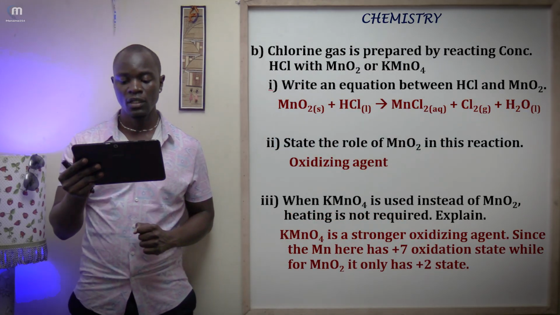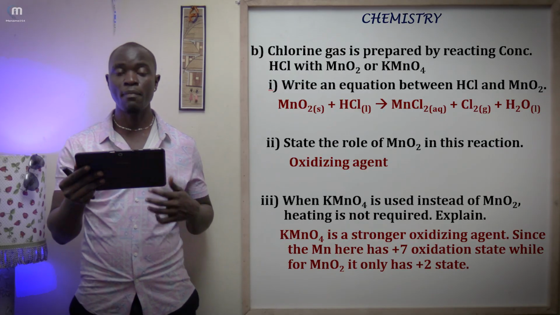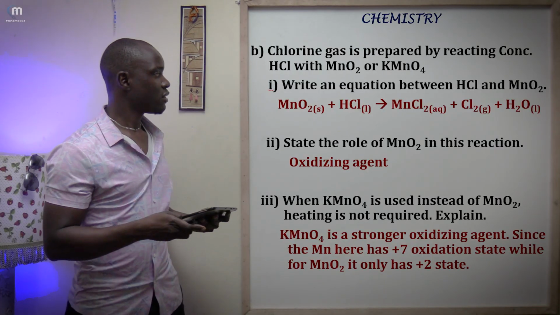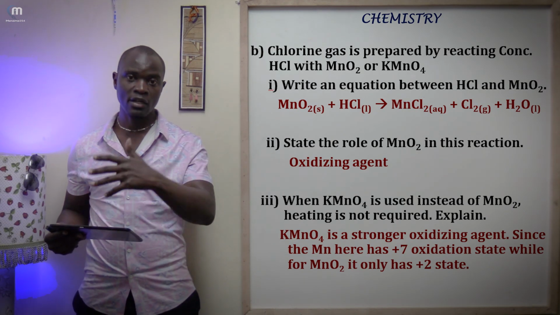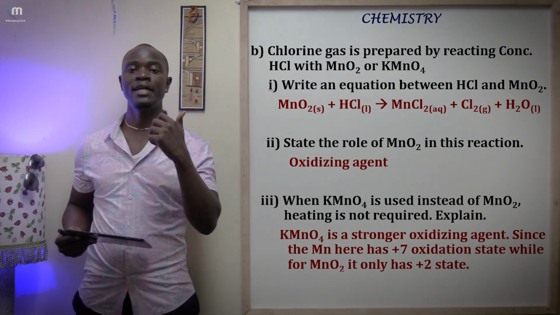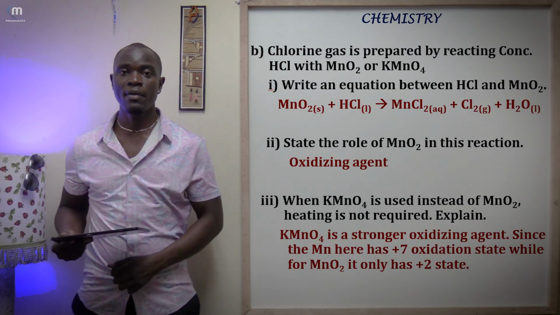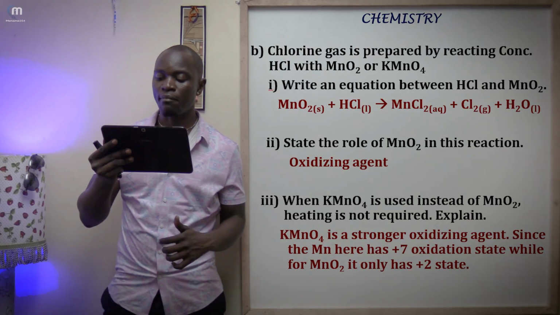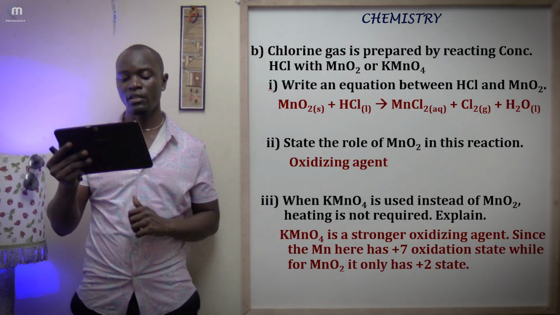Question B is asking, chlorine gas is prepared by reacting concentrated hydrochloric acid with manganese(IV) oxide or potassium permanganate. As you can see, chlorine is prepared by reacting concentrated hydrochloric acid, not dilute, with manganese(IV) oxide and or potassium permanganate. Write an equation between hydrochloric acid and manganese(IV) oxide. Remember, we are dealing with concentrated hydrochloric acid.